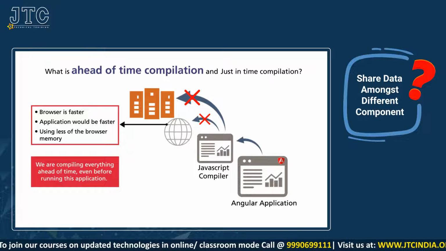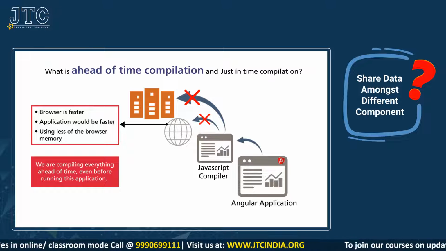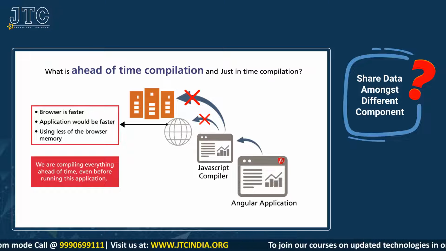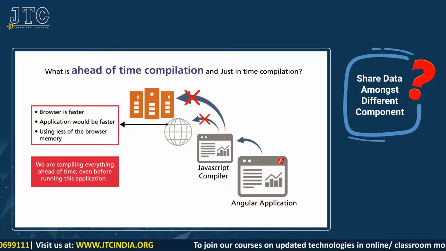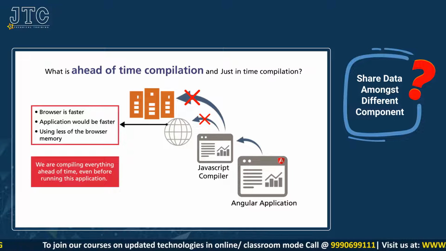Not through a view child. View child is again a parent having a view child property of a child component. So the correct answer would be event emitter. So you are emitting an event which is captured by some other component.